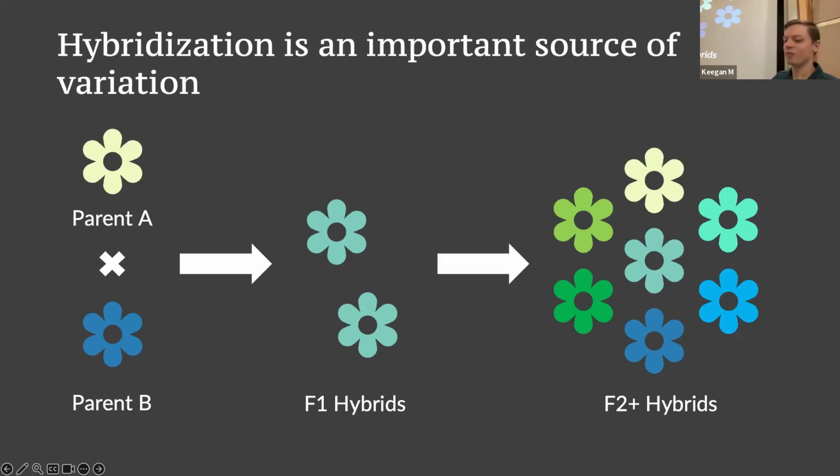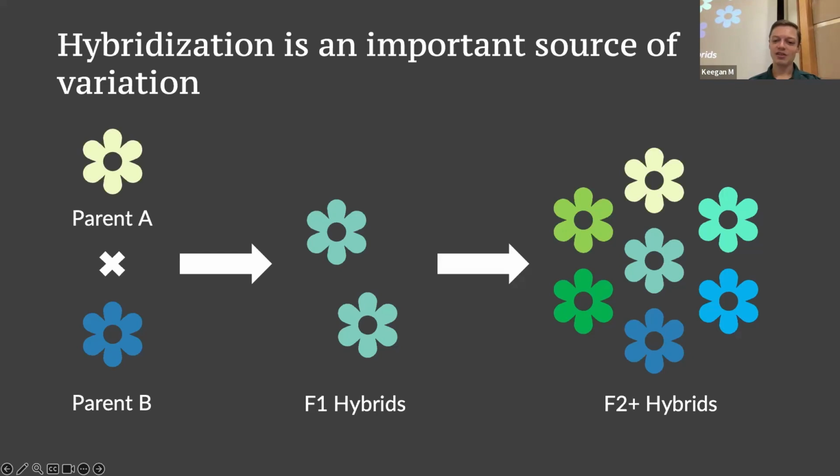If F1 hybrids are intermediate and fertile, F2 hybrids can form. And they're usually more diverse in this phenotype, and can exhibit extreme phenotypes, even more extreme than either parent. And then after many generations of back crossing, you can sometimes observe a gradient of intermediate phenotypes in these hybrids.